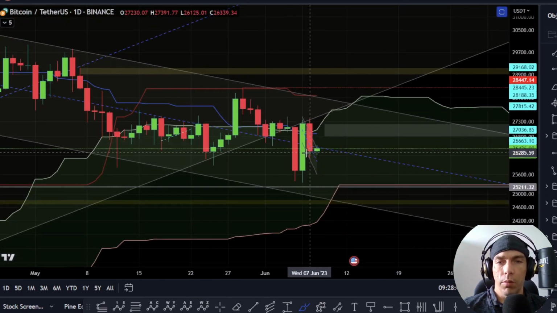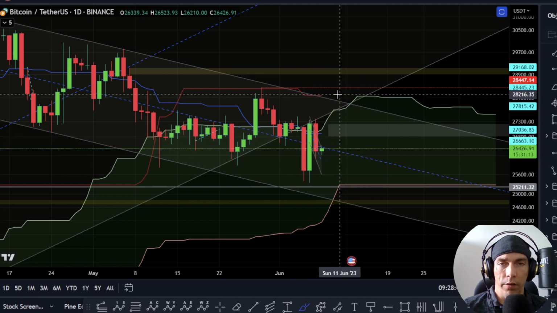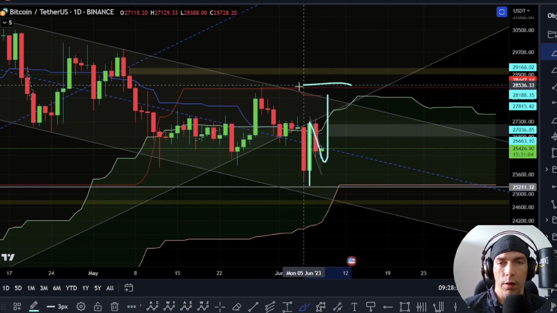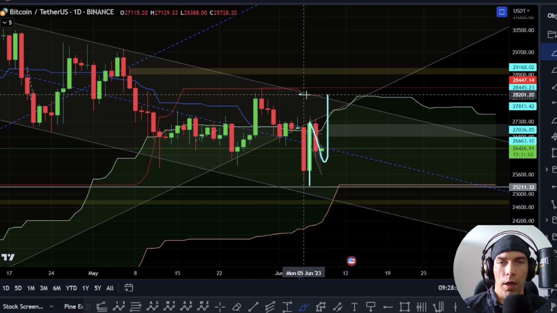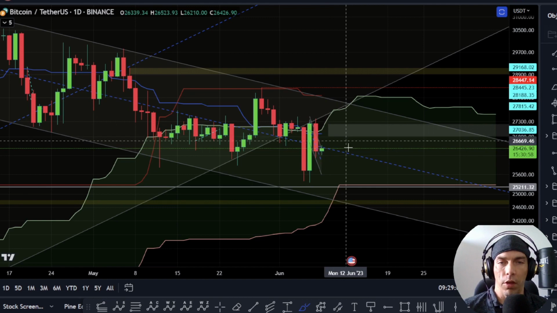On the daily, what we can see is we are currently within the cloud. We are below the conversion line and the baseline. Baseline is currently sitting up here towards this 28,170. So once again, if we were looking at this as ABC, that would also tie into a potential area of rejection where we could actually see price get rejected off the top end of this channel.